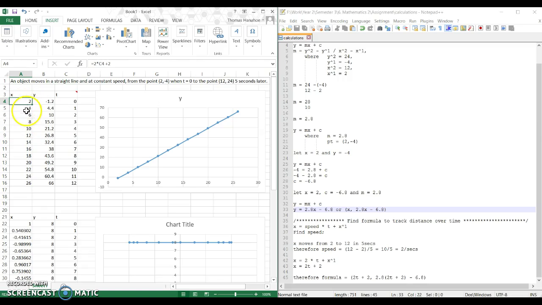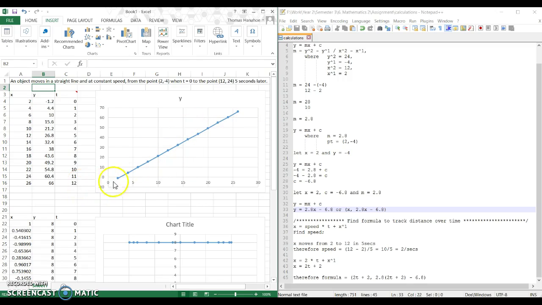So I did this for the rest of these selections here, and then I did the same thing for y, except y is a different formula. It is 2.8 by x minus 6.8. So that's what I did. I did 2.8 multiplied by A4, which is the x value here, minus 6.8, and I got minus 1.2. Then I dragged those down, got the rest of the values, and then I printed off this graph here, and this is the result of the graph.